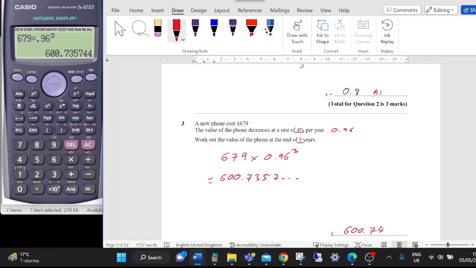And let's have a look at the mark scheme. What does the mark scheme say? Well, they agree with me with the answer, and they've awarded a method mark for timesing it by 0.96, and then a second method mark for timesing it by that 3 times, or timesing it by cubed.